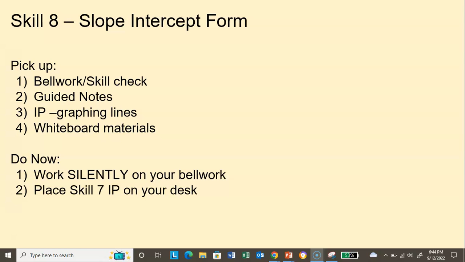We're going to continue our discussion on slope-intercept form, and today we're going to be graphing from slope-intercept form. So make sure you have your notes out and follow along with me in your notes so you can be able to complete the IP.